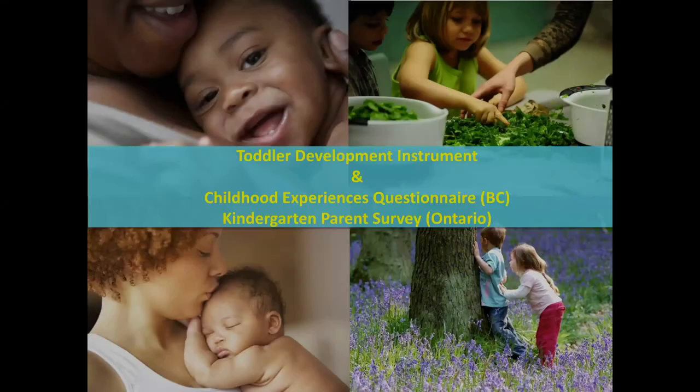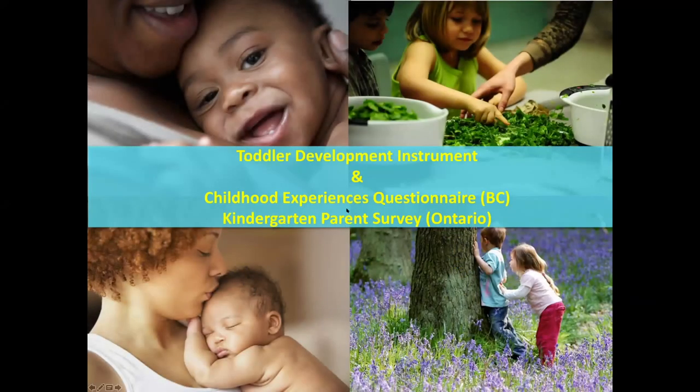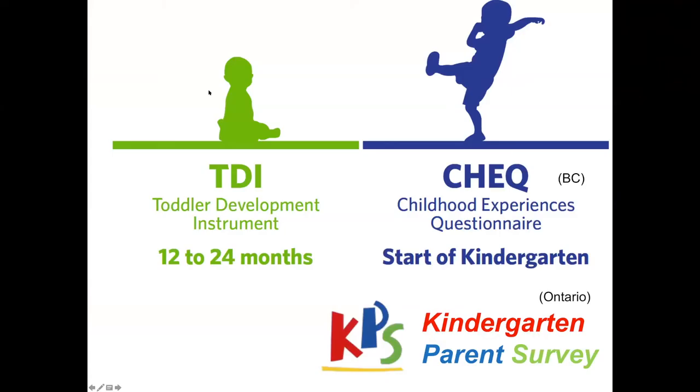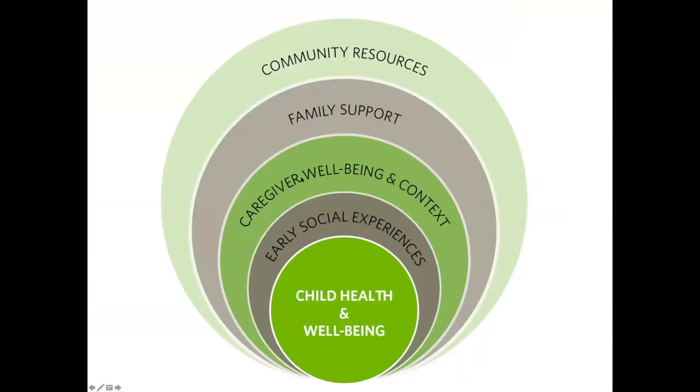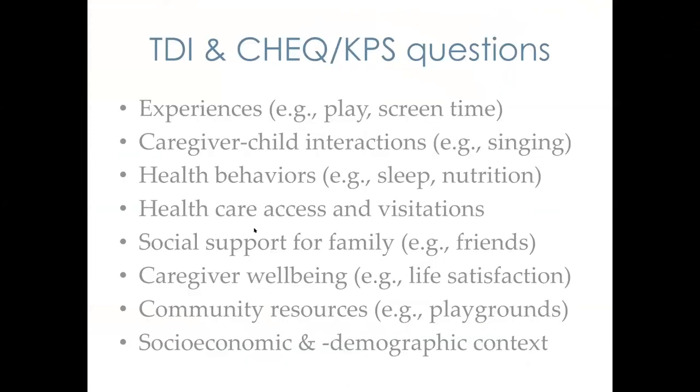The main purpose of these tools is to understand childhood experiences from conception or from birth to school entry, looking at nutrition, outdoor play, physical activity, sleep, social relationships, and then a whole range of social context factors, including the caregiver well-being, the social support that caregivers and their families receive, and some of the resources that are available to families with young children in the community and in the neighborhood, including some questions on the following constructs, and then I'll wrap it up.